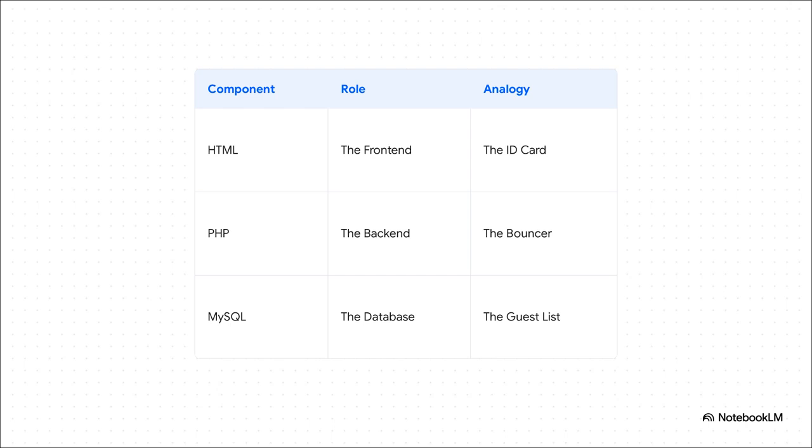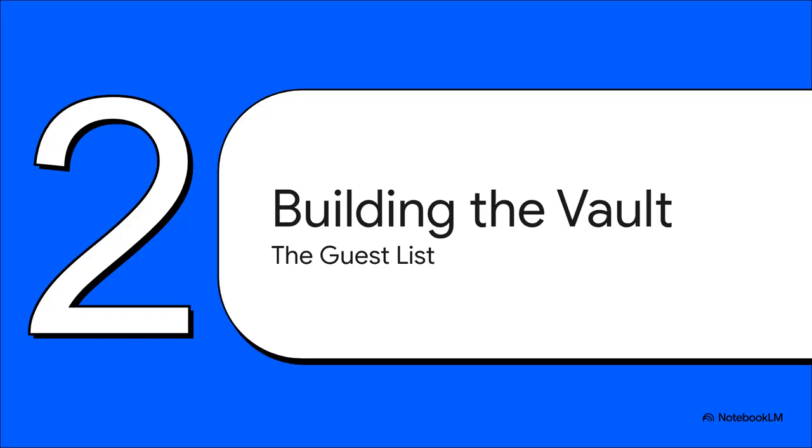Then there's PHP, the backend language. This is our bouncer, the real brains of the operation doing all the heavy lifting. And finally, MySQL, our database. This is the official guest list that our bouncer checks your ID against. So you've got the ID card, the bouncer, and the guest list. Pretty simple, right?